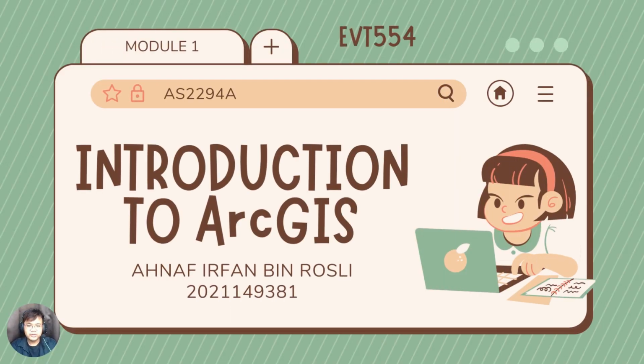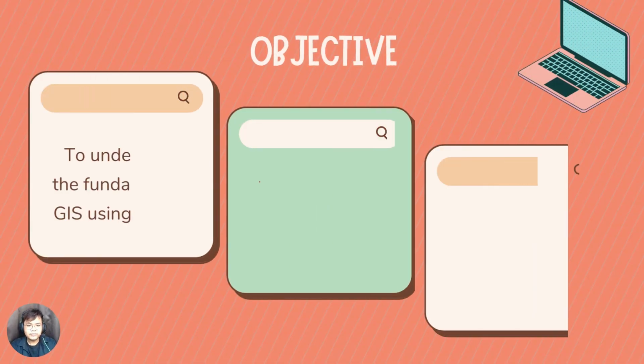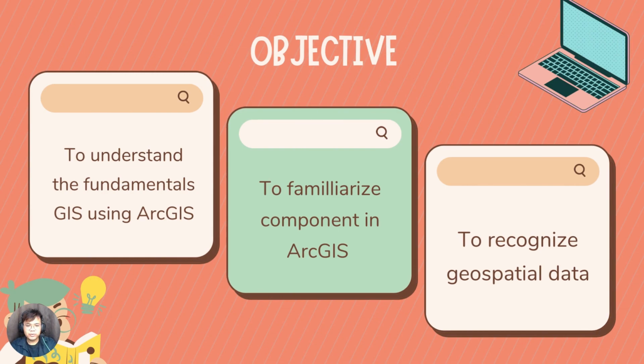So today I'm going to do a report about EBT 554 Module 1, Introduction to ArcGIS. The objective of this Module 1 is to understand the fundamentals of GIS using ArcGIS. Then we need to familiarize ourselves with the components in ArcGIS, and then we need to recognize geospatial data.